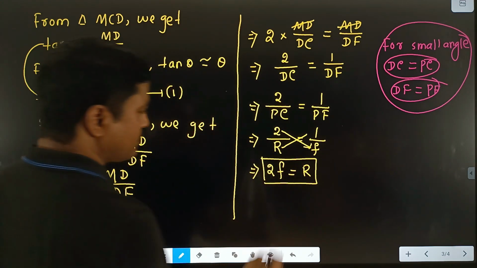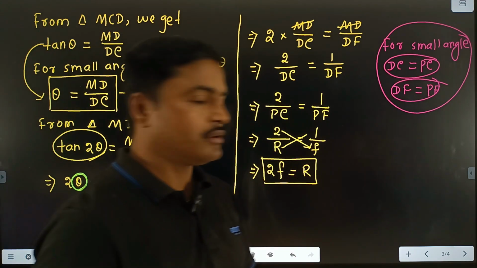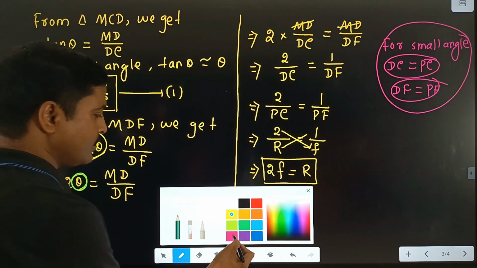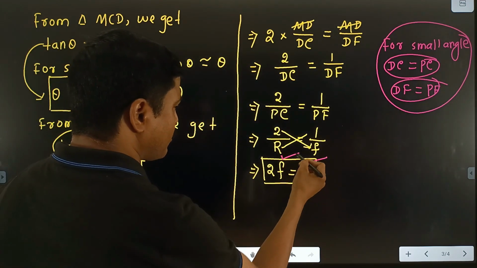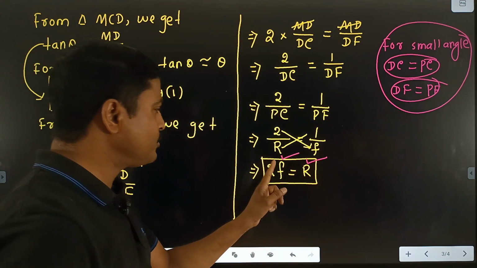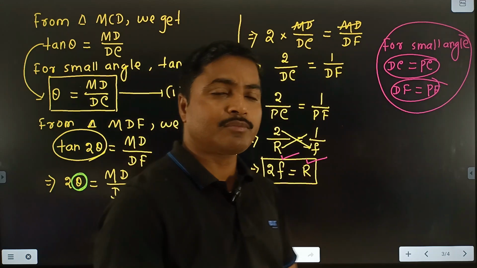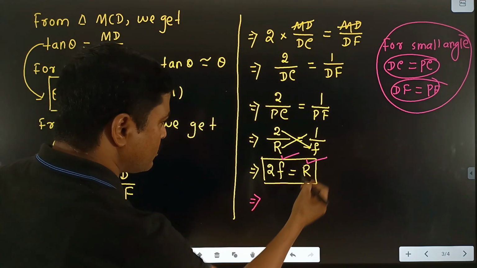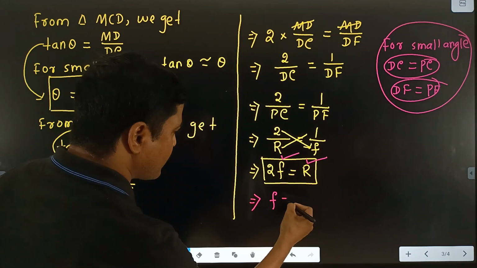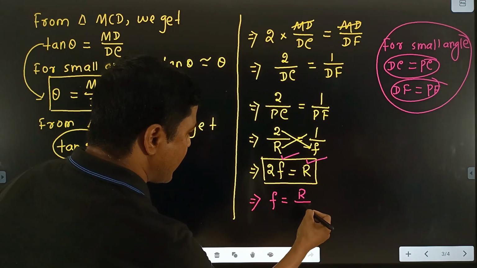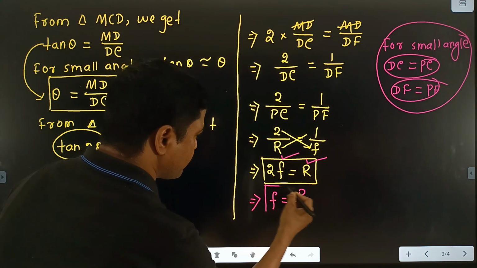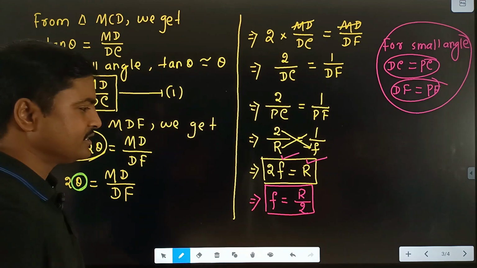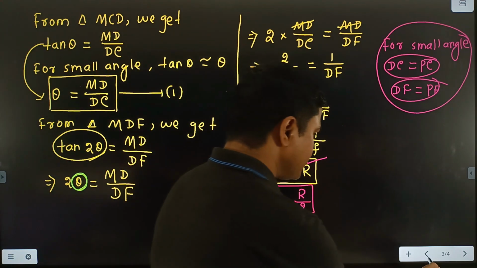This is the relation between radius of curvature and focal length. Twice of focal length is equal to radius of curvature. Or we also write, taking 2 to the right hand side, that focal length is equal to half of the radius of curvature.